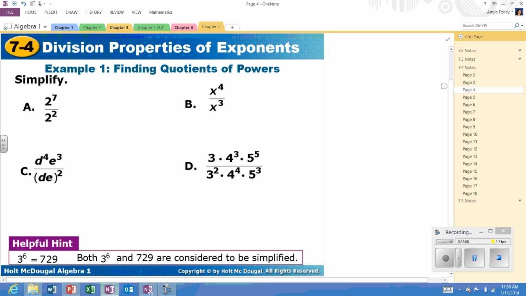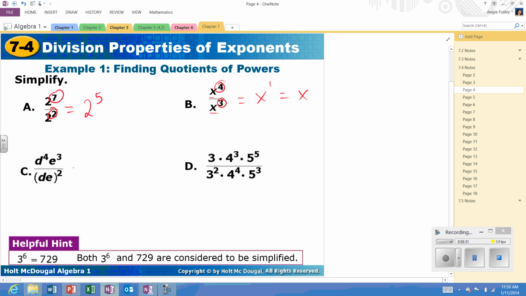So let's try this. Okay, so in A, we've got the same base, a base of 2. We've got 7 on top and 2 on the bottom, so the difference of those is 5, and since there were more on top, it's going to be 2 to the 5th. Okay, for B, we've got 4 and 3. Our base is the same, so we subtract 3 from 4, and we're just left with x to the first, or just x.